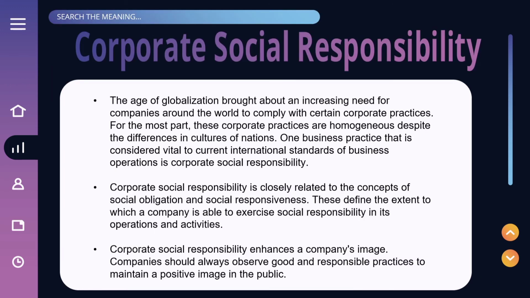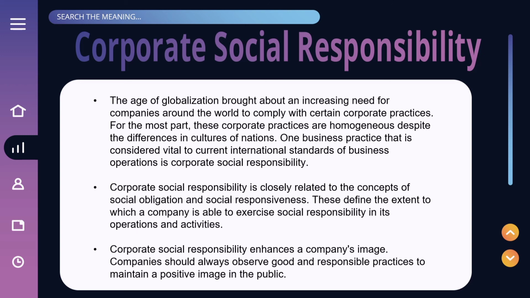Corporate social responsibility. The age of globalization brought about an increasing need for companies around the world to comply with certain corporate practices. For the most part, these corporate practices are homogeneous despite the differences in cultures of nations. One business practice that is considered vital to current international standards of business operation is corporate social responsibility.